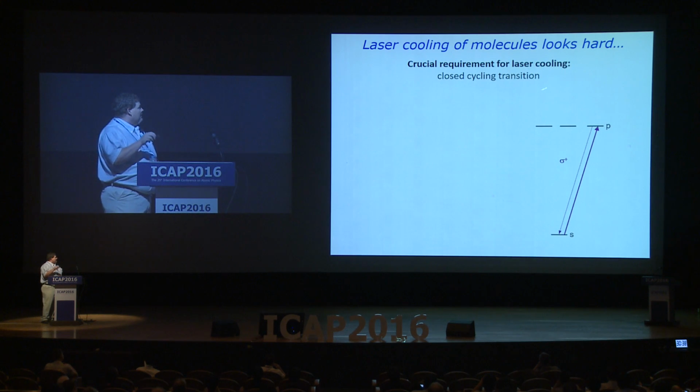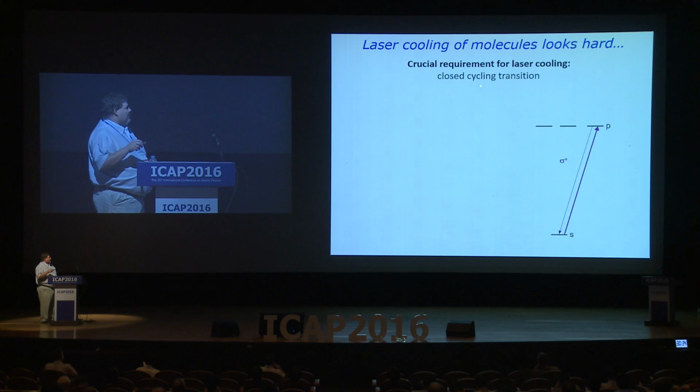So it's not surprising that laser cooling of molecules is probably going to be hard. And why is it hard? Well, for atoms, in any case, what we need for laser cooling is a closed cycling transition. And for atoms, it's very simple to generate. Here's the sort of canonical picture.